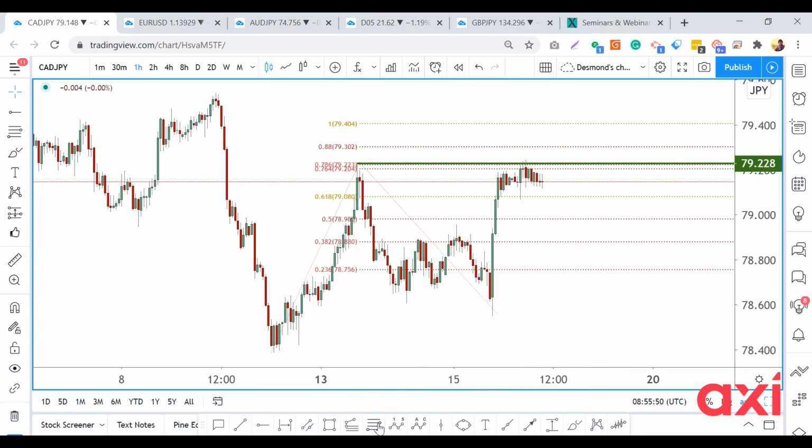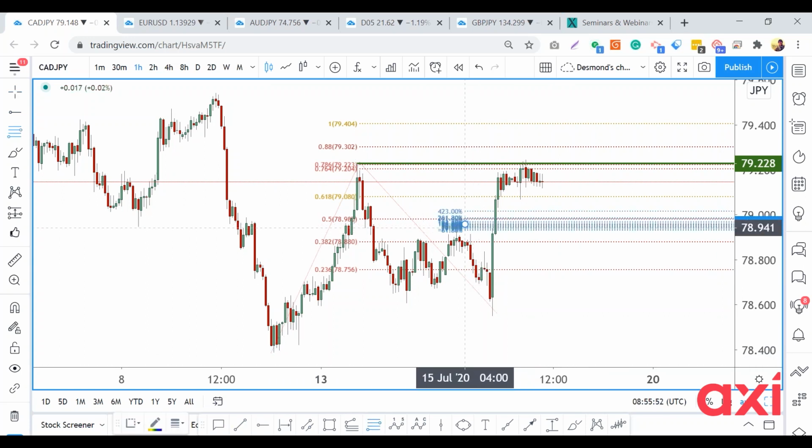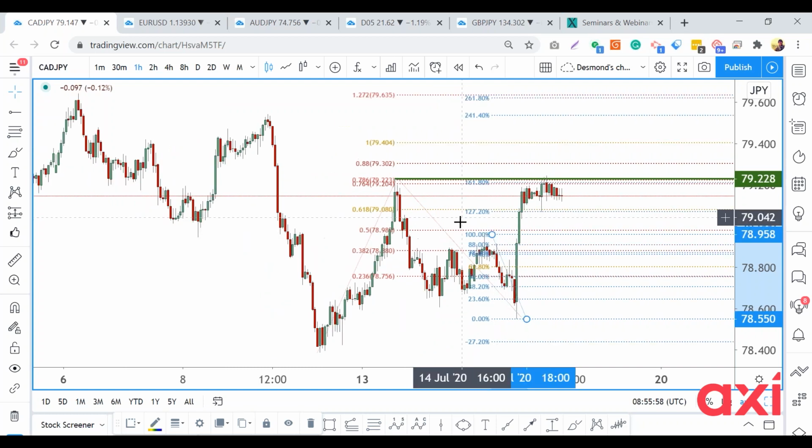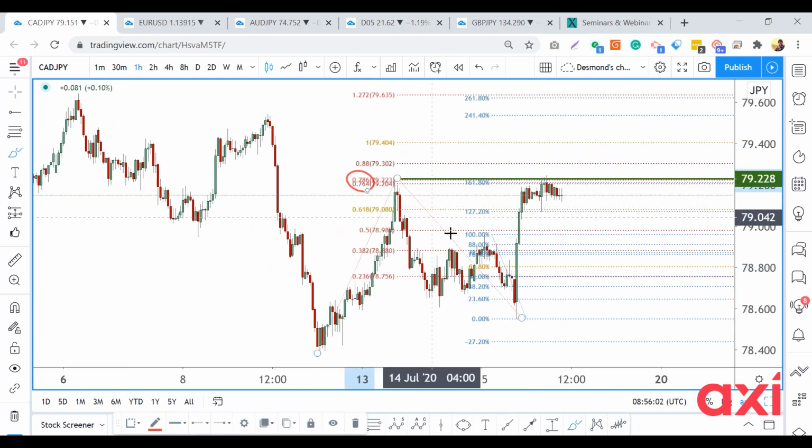There's a nice 78.6 extension over there. There's a nice 161.8 retracement over there. So how many levels are over here? Minimally, I look for 3 levels. One nice extension, one nice swing high resistance, one nice 161.8 retracement.